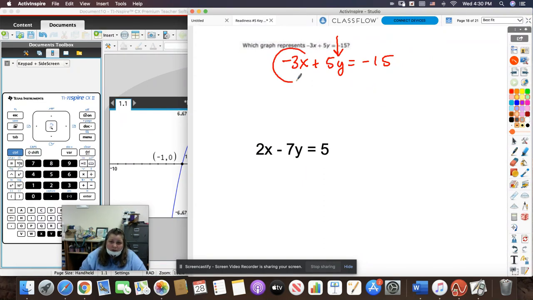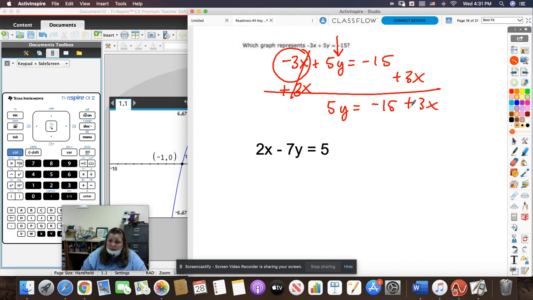The first step, we need to move the x's. In order to move something to the other side, you have to do the opposite of whatever it says, and it goes to the other side. Bring down the 5y equals negative 15 plus 3x. We can't add these because they're not like terms. Then we have to divide by whatever's in front of y. In this case, it's 5. So we divide all of that by 5. Then we can type this in the calculator now. So two steps: move our x's over, and then divide by whatever's in front of y.